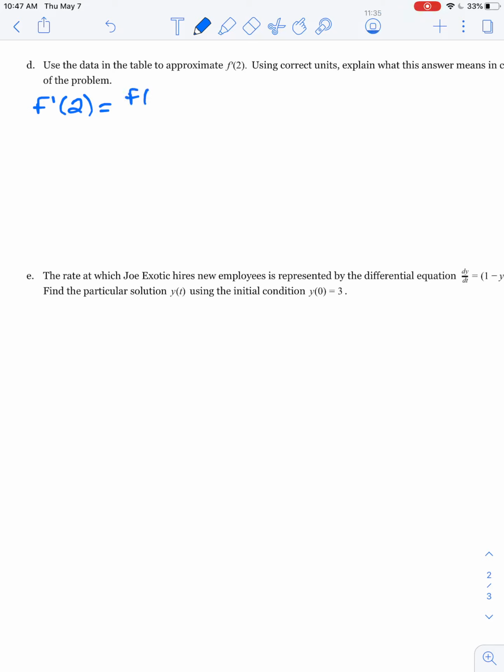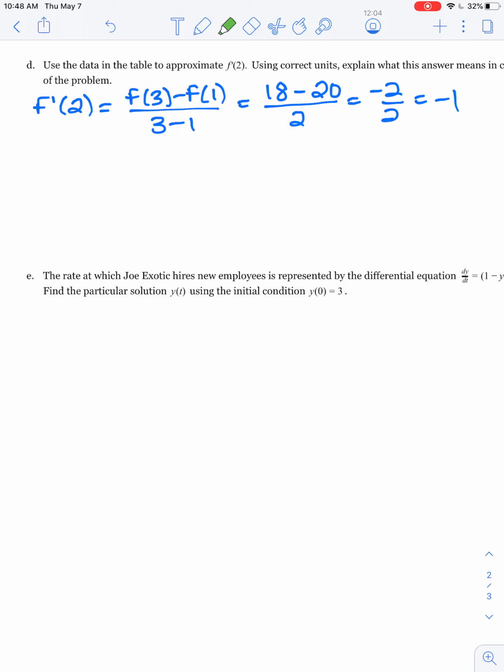So by looking at f of 3 minus f of 1 over 3 minus 1. From our table, we know that f of 3 is equal to 18 and f of 1 is equal to 20, and then 3 minus 1 is 2. This then gave us negative 2 over 2, which was negative 1. Okay, so that was 1 point up for grabs. This question was worth 3 points. I was looking for 1 point coming from the value, so this negative 1.